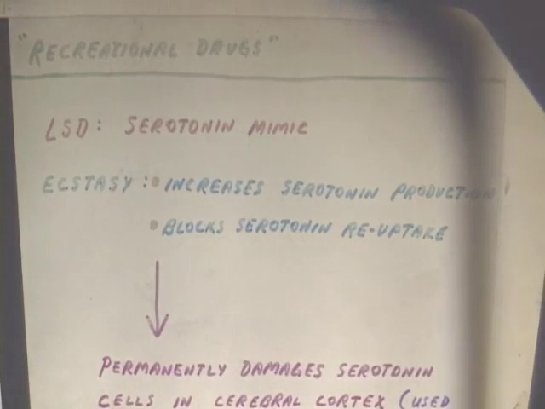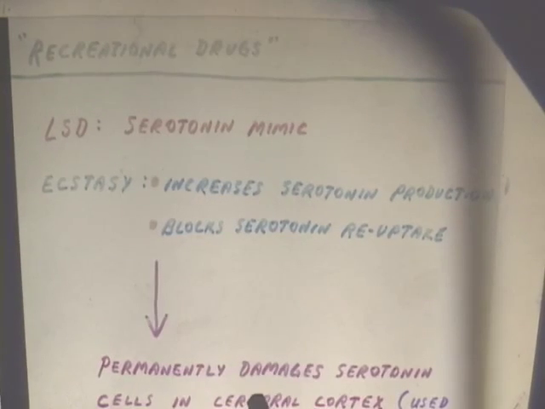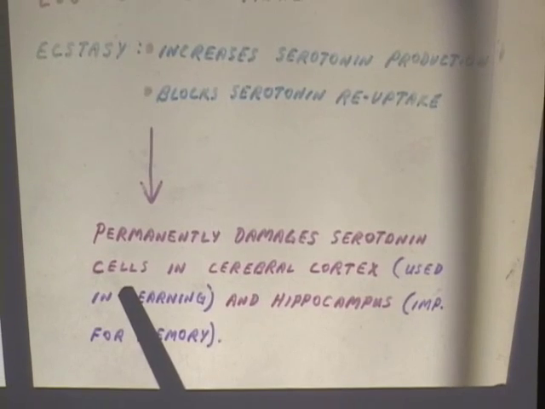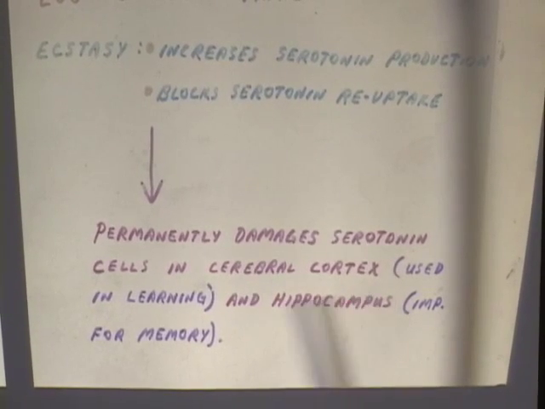Here's what it does. It damages, and they say permanently, this was 7 years, it's unclear, cells in two parts of your brain. The cerebral cortex, parts that are used for learning, and the hippocampus, which is important for memory. In other words, it causes these cells to run just on overdrive for brief periods of time, but it wipes them out, even in a short period of time.